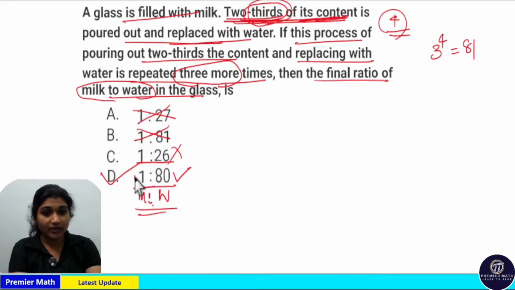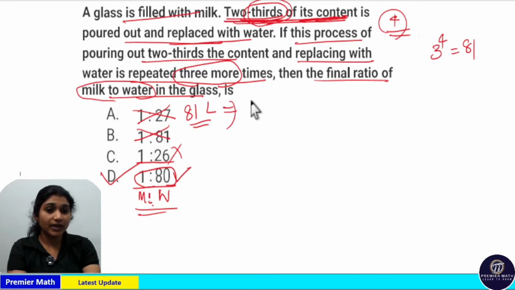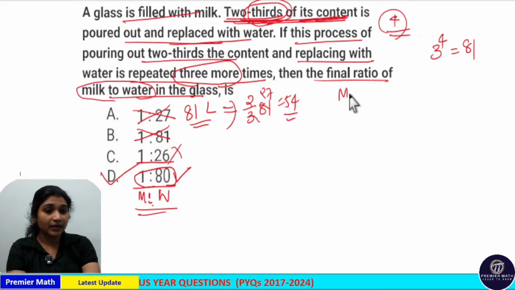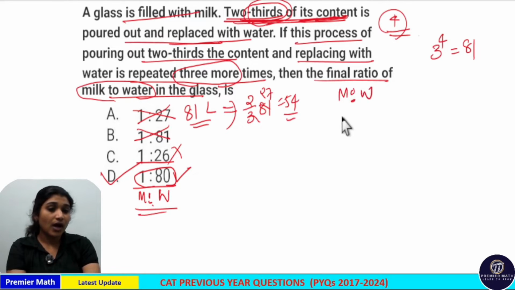Now if you want more explanation for this 81 liter, consider the total 81 liter as the initial milk part. Now you are taking out two-thirds of this 81 from it, which is equal to 54 liter, and you are replacing this 54 liter with water. Then the milk water ratio after the first replacement should be 27 to 54. That is, after replacing this 54 liter with water, milk should be 81 minus 54, 27 part.